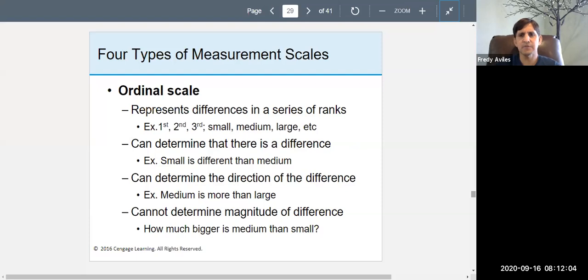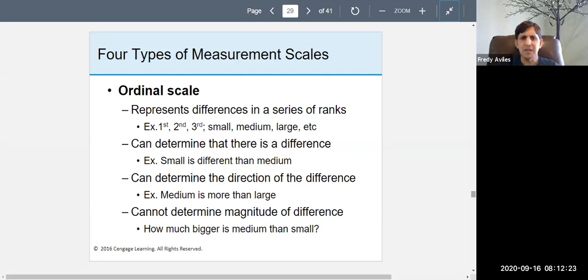There are other types of measurement scales. There are also variables that you measure on what we call an ordinal scale. With an ordinal scale, we basically mean that things are in a certain order, okay? So ordinal, think of the word order. So things are in a certain order. First, second, third, small, medium, large, right?